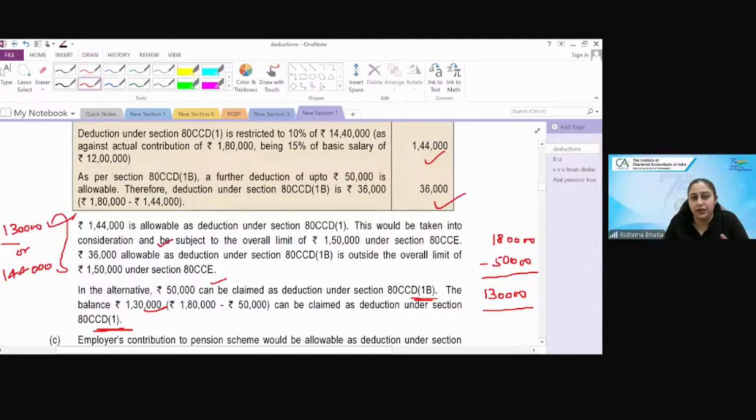Both the answers are correct. Again, I am saying both the answers are correct. But remember not to take more than 1,80,000 as the deduction. Do not take the actual contribution and 10% of salary and also give 50,000 separately. No. Okay?